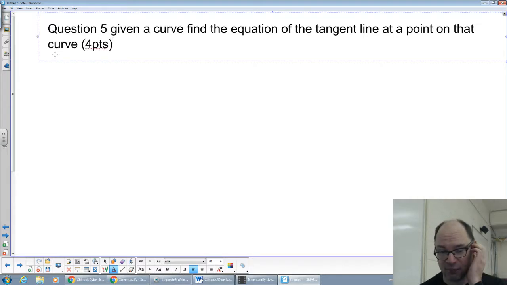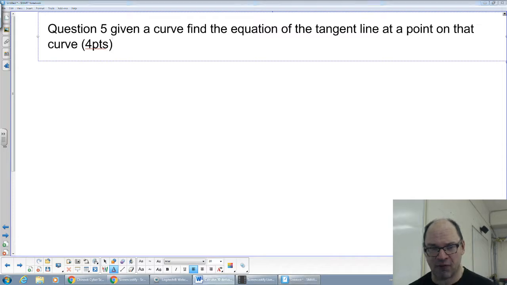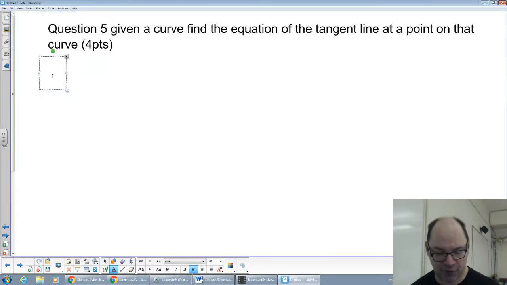Okay, so something that you might use any of the derivative rules. You might have a quotient rule, power rule, product rule, chain rule, whatever. It can be any of those rules in this particular question, but let's say it's something like this. Find the equation of the tangent line. There we go. Find the equation of the tangent line.